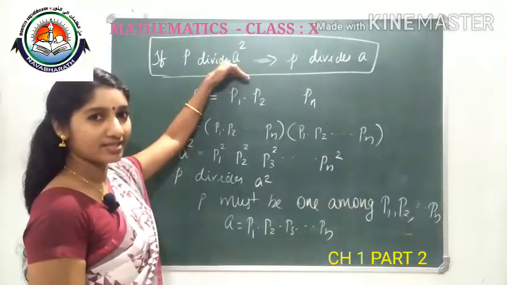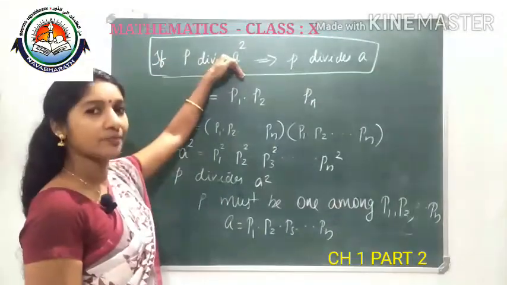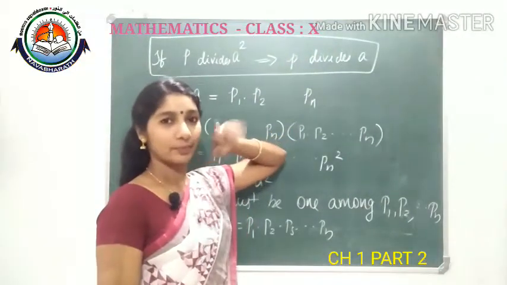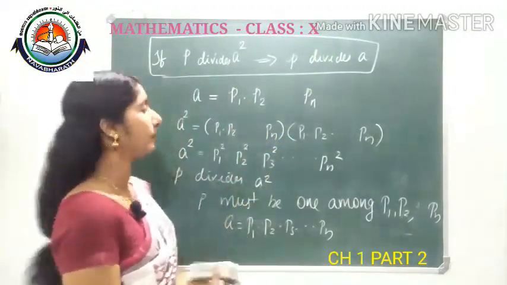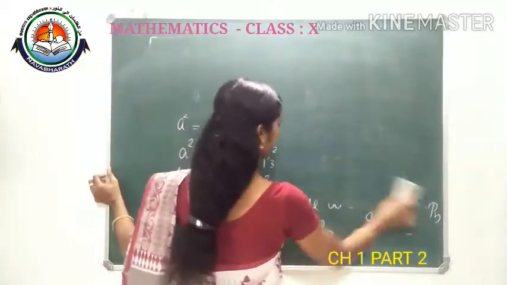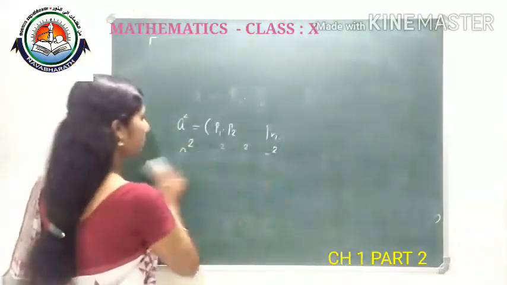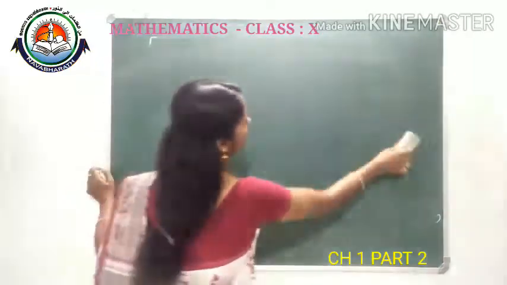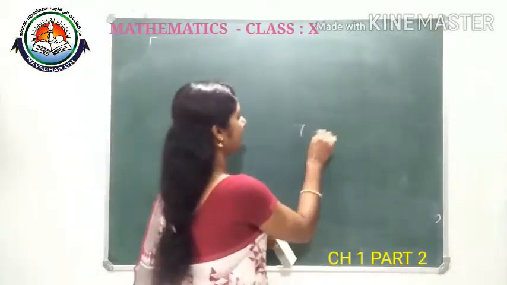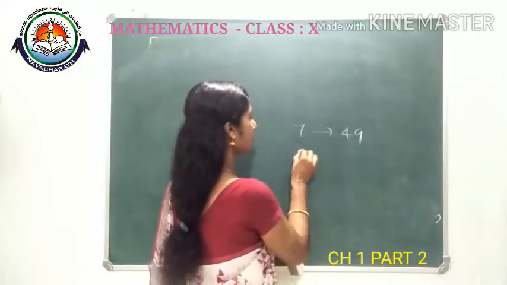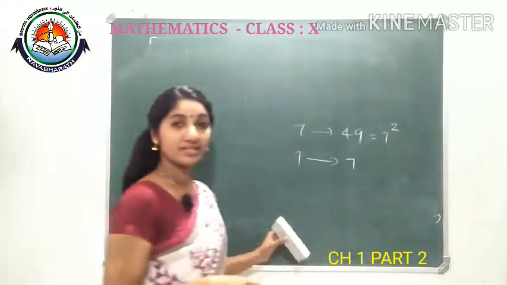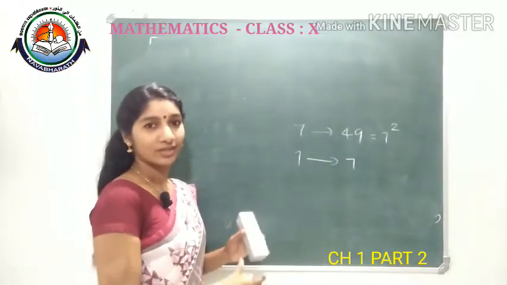What the theorem says? If P divides A square, then P divides A also. Clear? P is a prime number. A is any composite number. Not only composite number, any prime number square also may come. It means 7 divides 49. 7 divides 7 also. 7 divides 49 means 7 square. So 7 divides 7 also. Got the theorem?